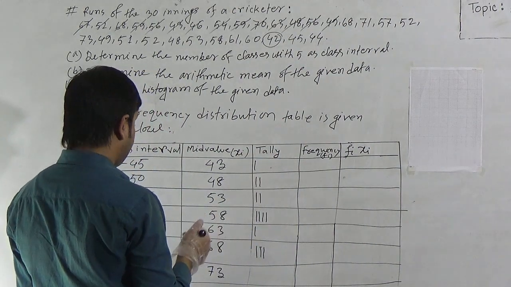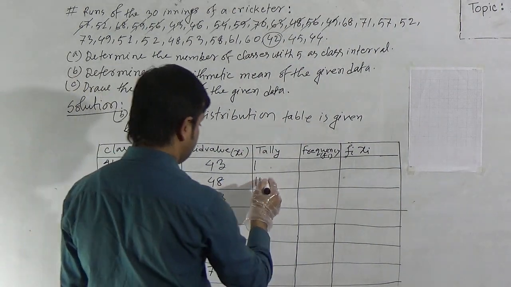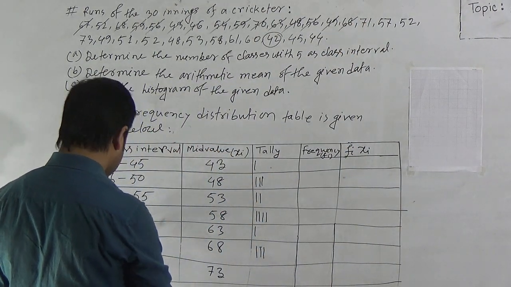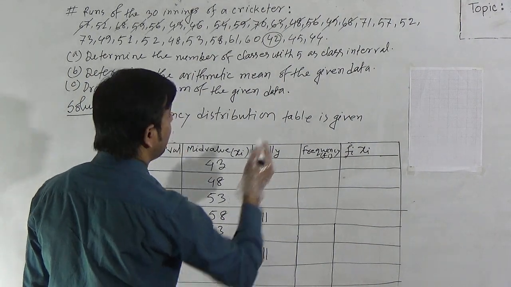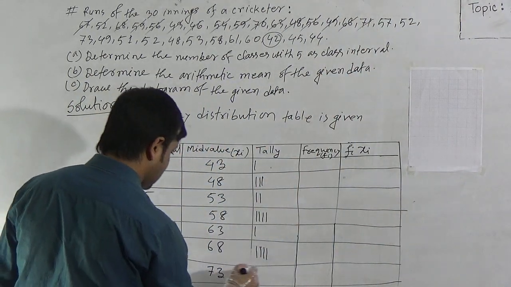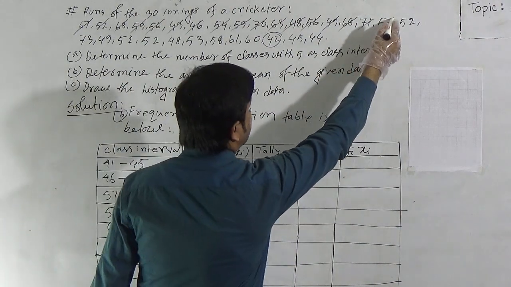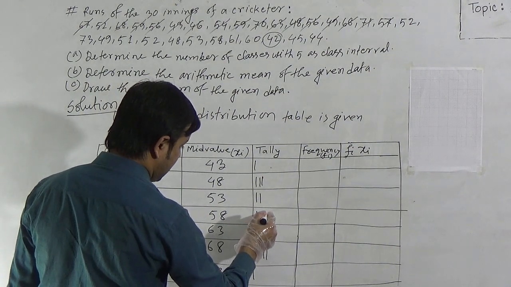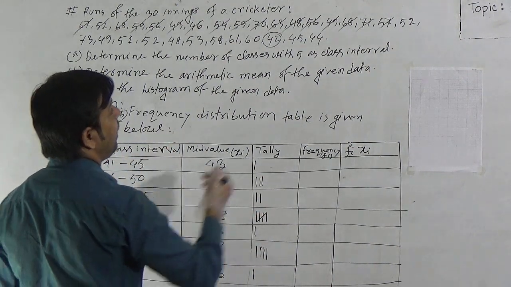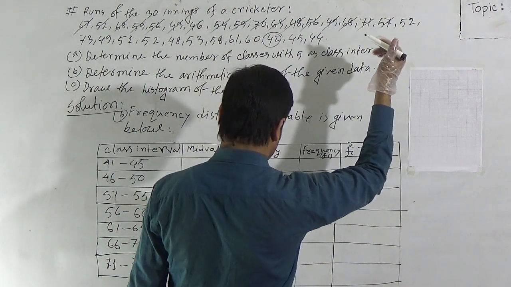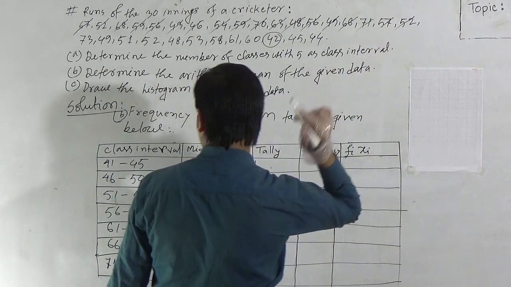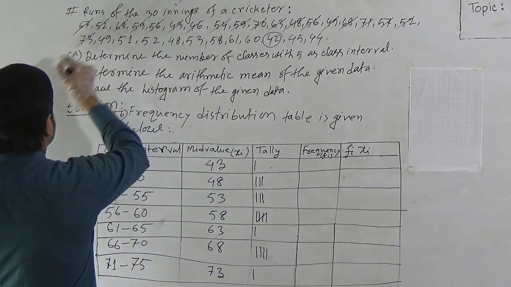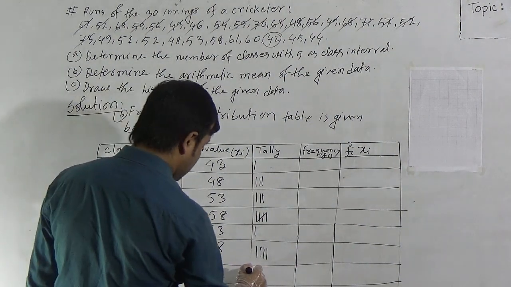49, 49 will be in this class. 68, 68 is in this class. 71, 71 is in the last class. 57, 57 will be in this class. Here 4 tallies are given, so this one we have to give in this way. Now 52, 52 will be in this class. 73, 73 will be in the last class.